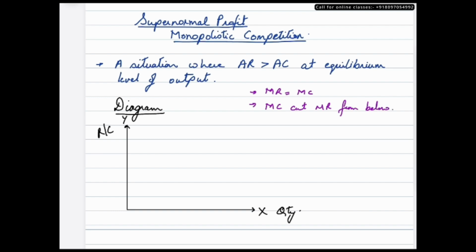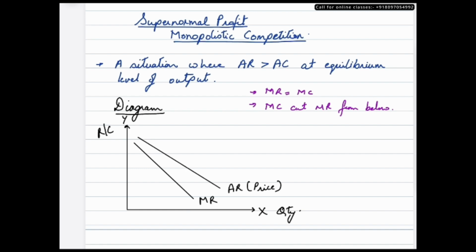So let's get to the drawing. So this here is the average revenue curve or the price curve, and if average revenue is falling, we know that marginal revenue would fall at a rate faster than average revenue. So the curve would lie below the average revenue curve. This here is the marginal revenue curve.